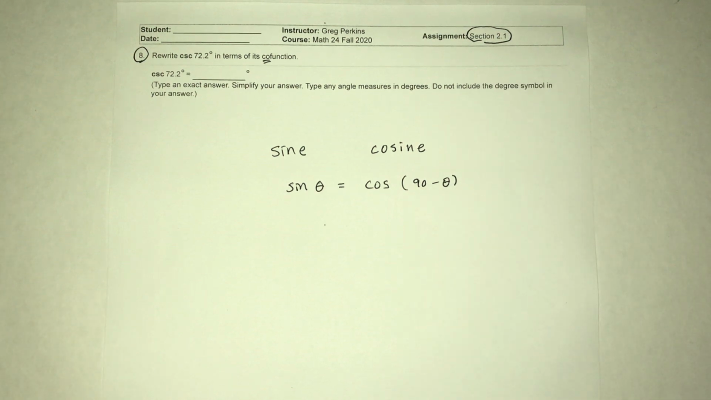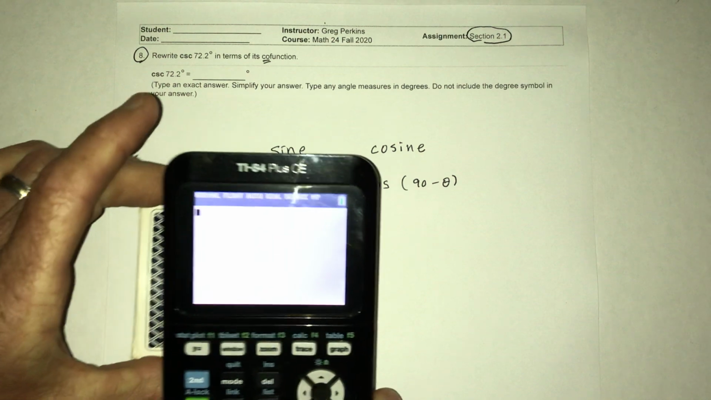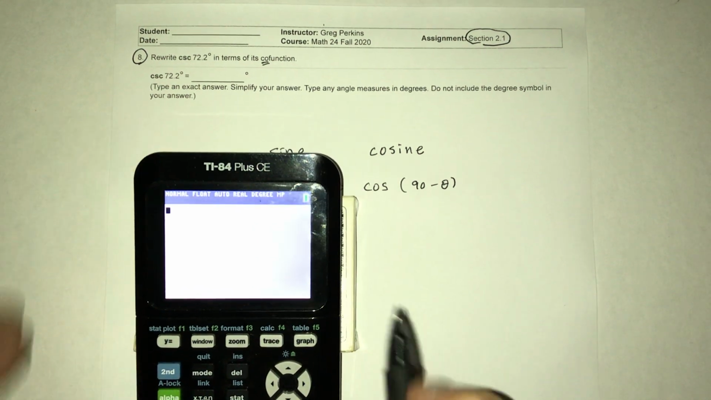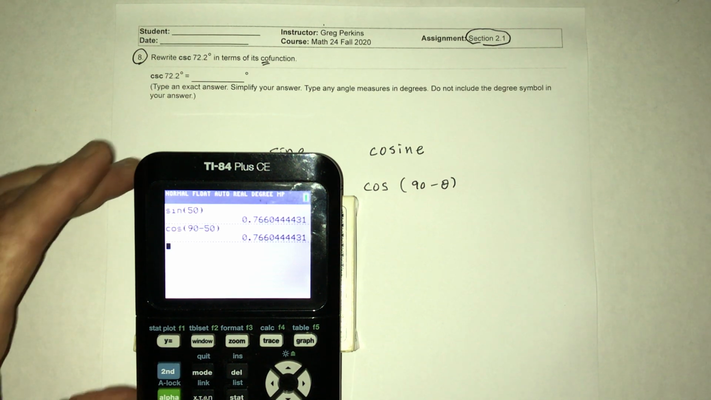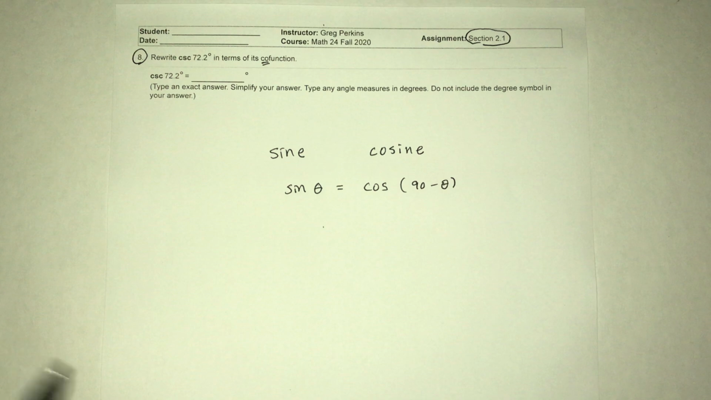So for example, let me use my calculator and make sure that it's in degrees. If I just make something up, how about sine of 50 degrees? All right, it equals that number, 0.766. And then cosine of 90 minus that, and it equals the same thing. Okay, so that's what they're talking about with cofunction.